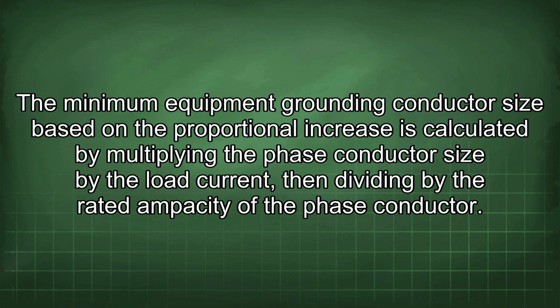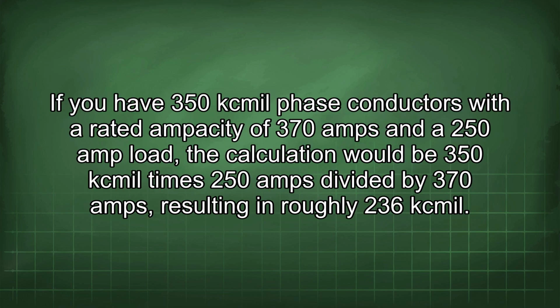The minimum equipment grounding conductor size based on the proportional increase is calculated by multiplying the phase conductor size by the load current, then dividing by the rated ampacity of the phase conductor. If you have 350 kcmil phase conductors with a rated ampacity of 370 amps and a 250 amp load, the calculation would be 350 kcmil times 250 amps divided by 370 amps, resulting in roughly 236 kcmil.